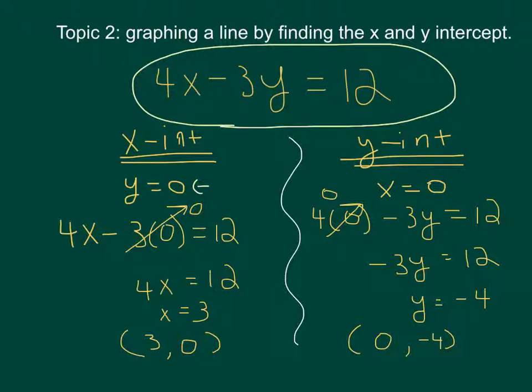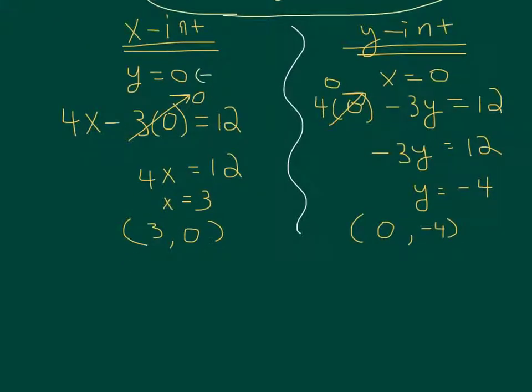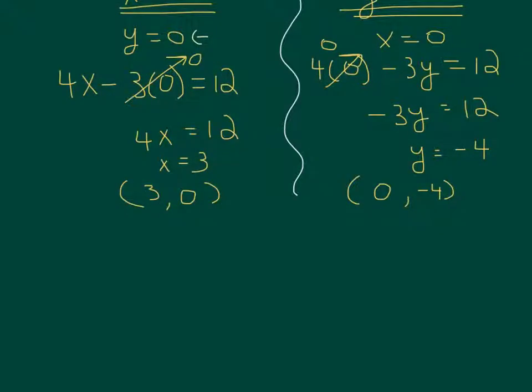Now in the purple packet, I don't ask you to graph it, but you should know that if you wanted to graph these 2 points, you can easily do that by drawing your coordinate plane, x and y axes. My x-intercept is 3, 0, and you can just write 3. And my y-intercept is -4, and there you go.